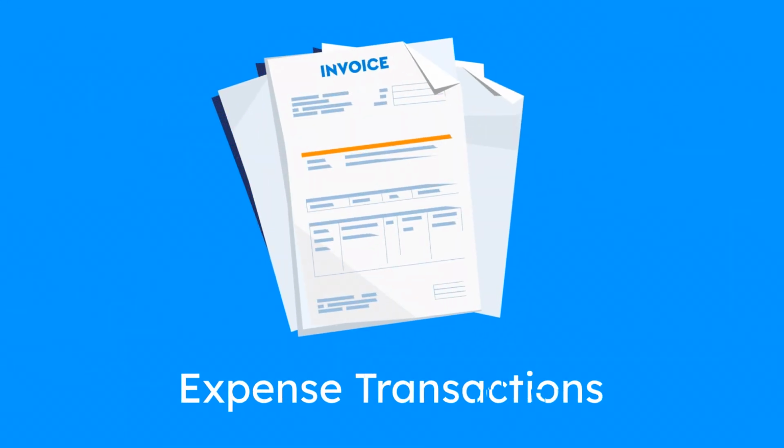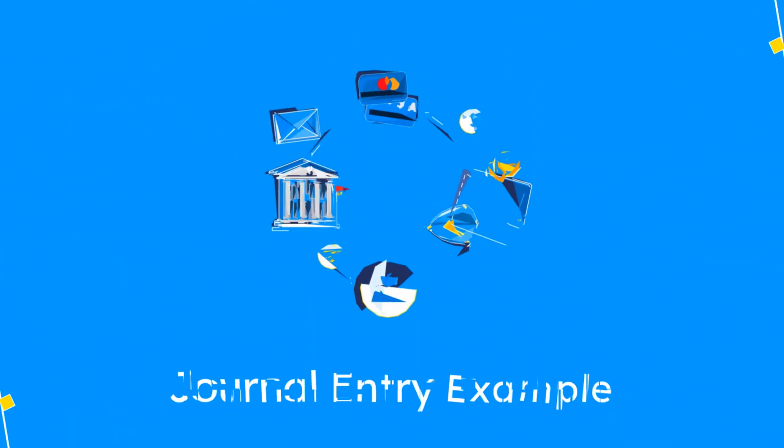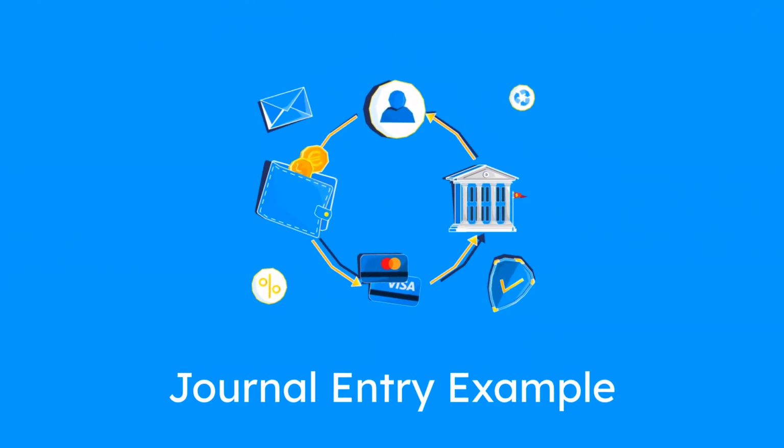Explanation: If the business pays $2,000 for office rent, the entry would be debit rent expense $2,000, increase in expenses. Credit cash bank $2,000, decrease in assets.